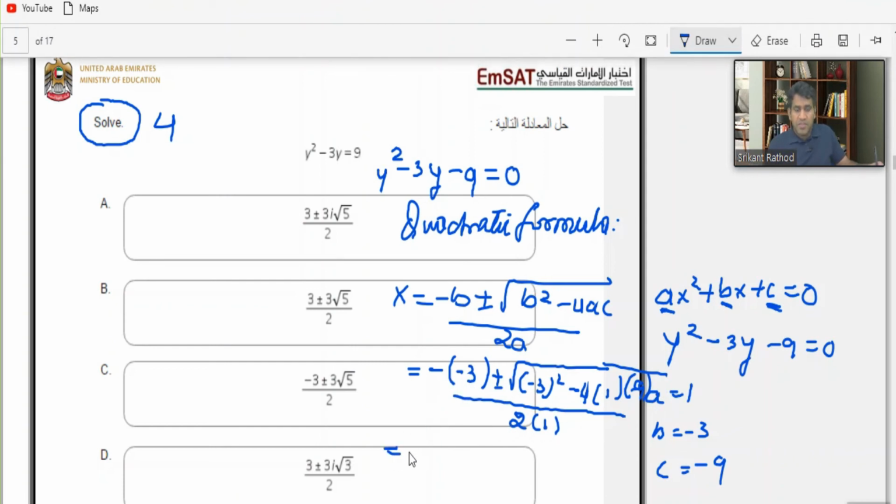So minus of minus is going to be plus 3 plus or minus square root of negative 3 squared, which is 9. Here, minus 9 minus 4 times 1 is minus 4, minus 4 times 9: minus times minus is going to be plus, and 4 times 9 is 36. This is divided by 2 times 1, that's 2 itself.